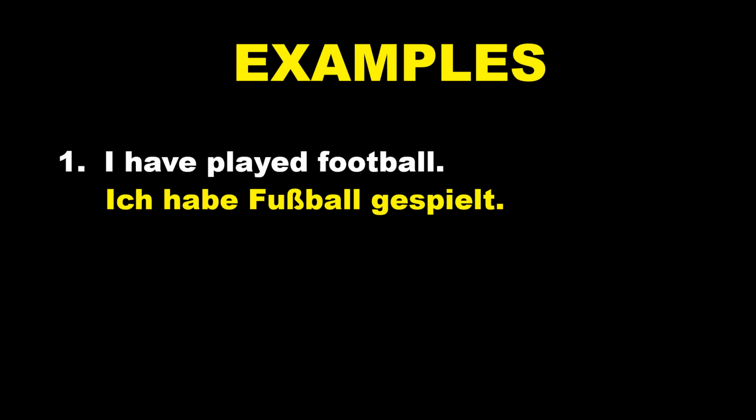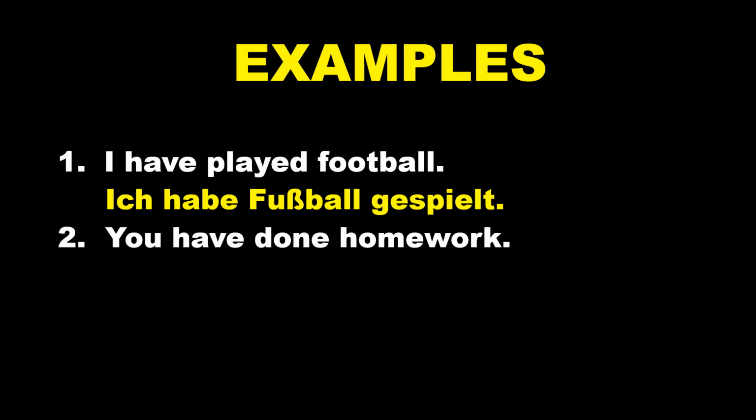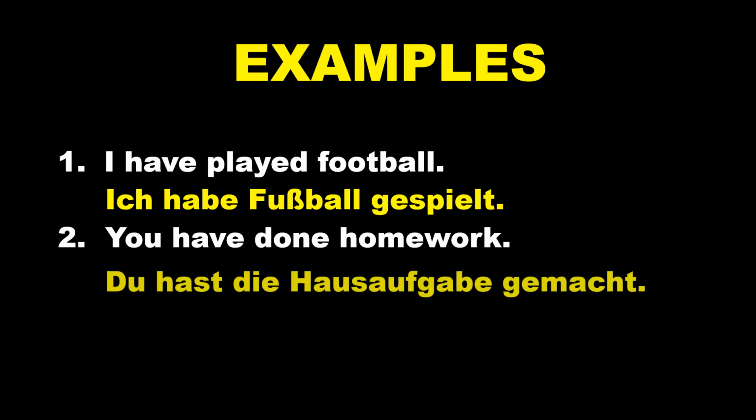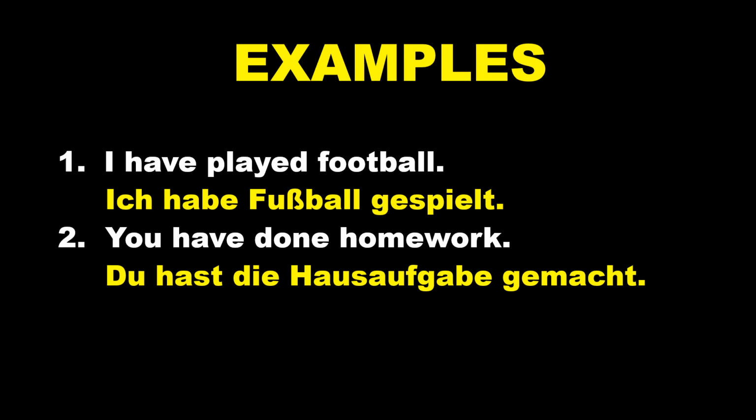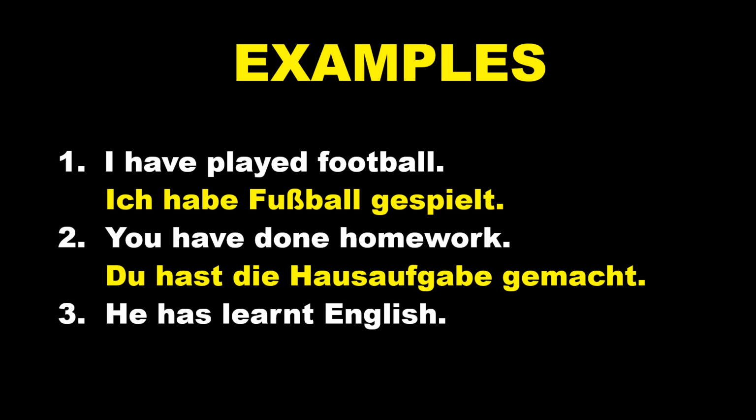Let's take one more example. You have done homework. Du hast die Hausaufgabe gemacht. Here again, du is the subject, hast the helping verb. That is the conjugated form of haben. Ich habe, du hast, like that. So, du hast die Hausaufgabe, that is the object, gemacht, done. That is the Partizip zwei form. As simple as that.